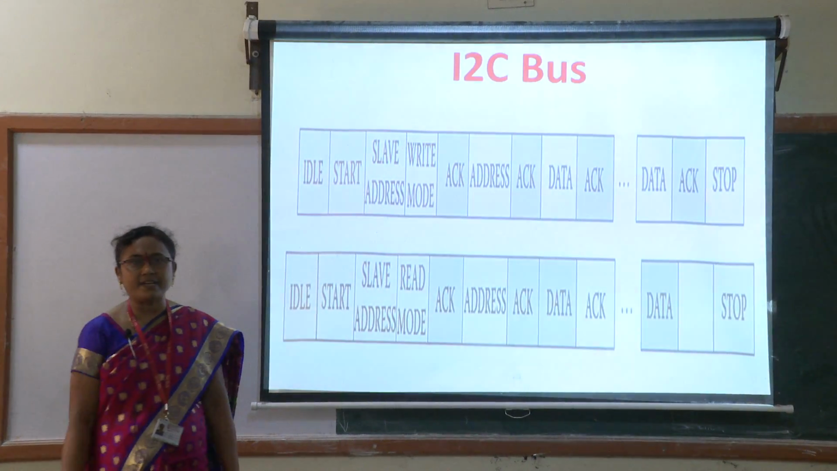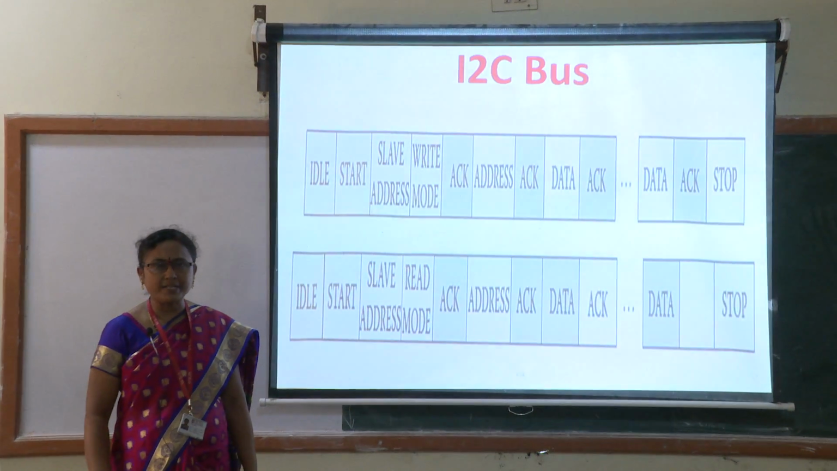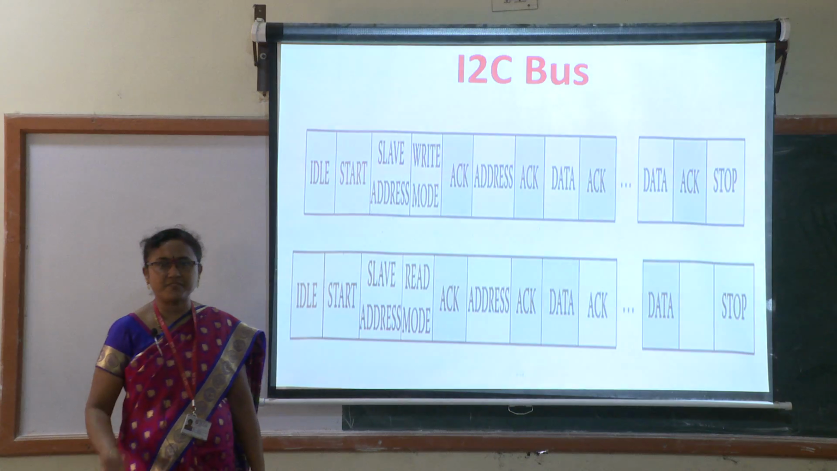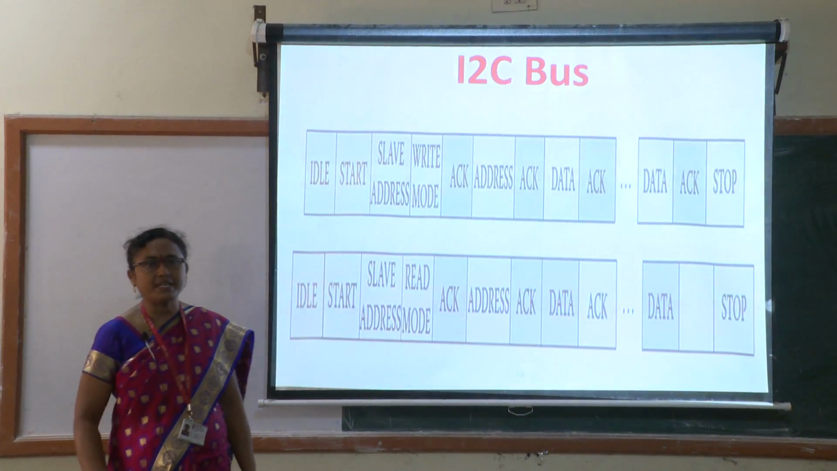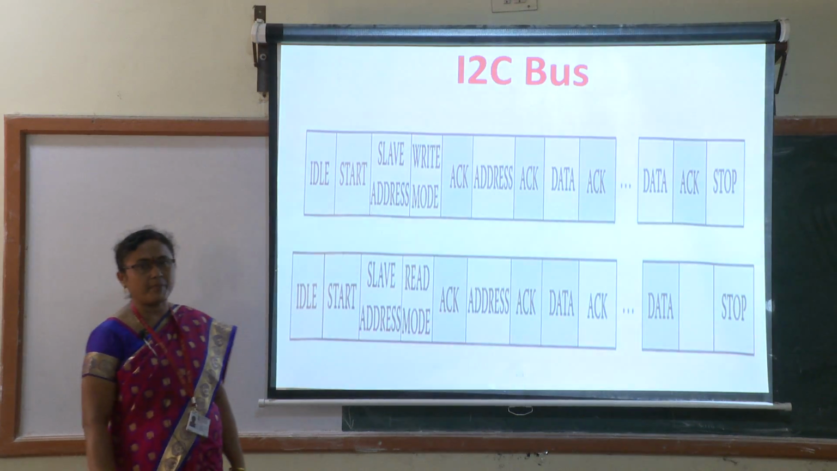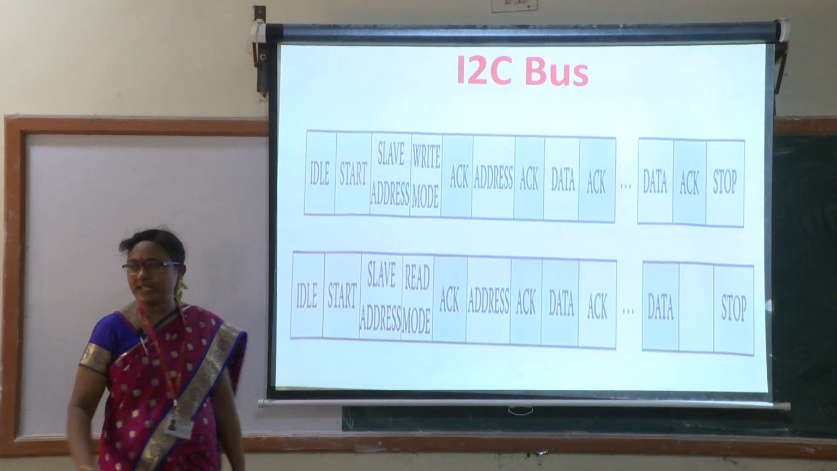So up to this I covered the I2C bus. I have one master with many slaves, or many masters with many slaves is possible. Here the duplex mode communication, the data rate will be in terms of megabits. So next we will move on to the USB.